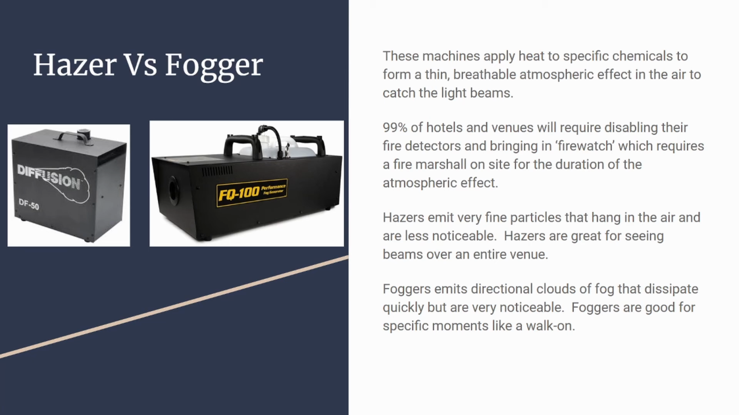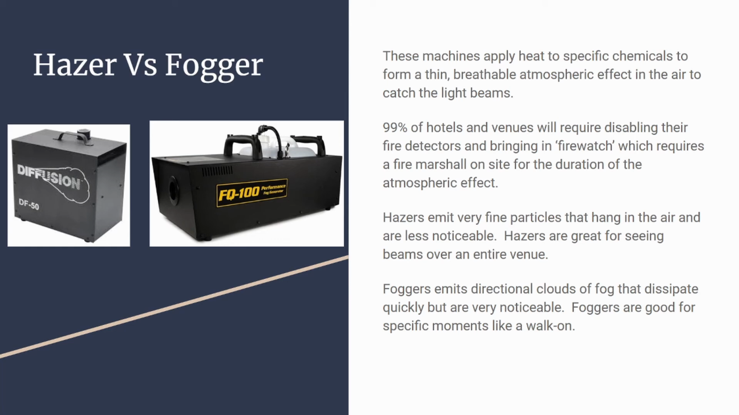without lights going through them. Foggers, on the other hand, are these big directional clouds. So where you would use a hazer is if you're going to put on like a laser show or use beams shooting over the audience or anything like that where you really want to call attention to this lighting that's going to transform the air above.